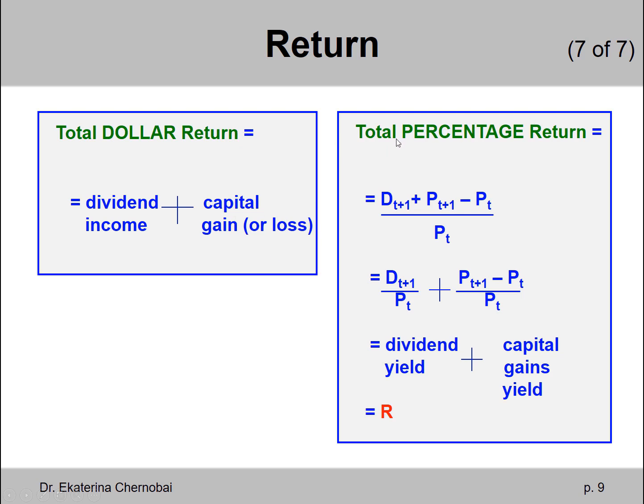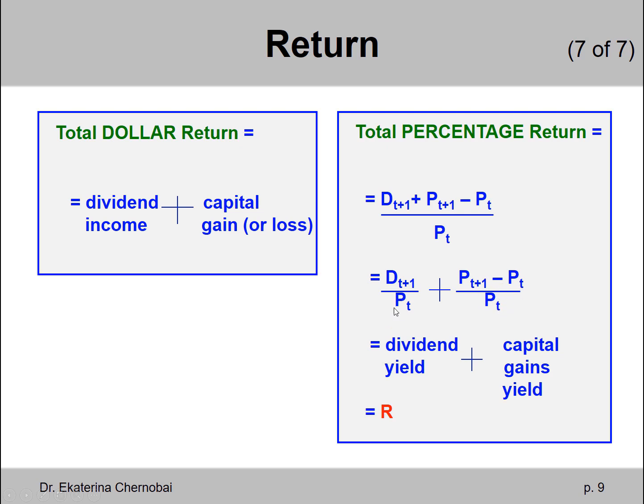In percentage terms, the total percentage return is the sum of the dividend yield and the capital gains yield. The dividend yield, by definition, is the dividend over the next year divided by the price per share paid today. The capital gains yield, by definition, is the change in price from the beginning to the end of the year divided by the price paid to buy shares of stock at the beginning of the year.